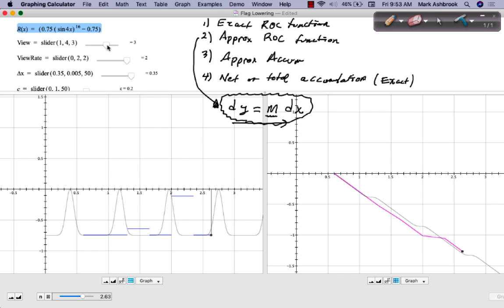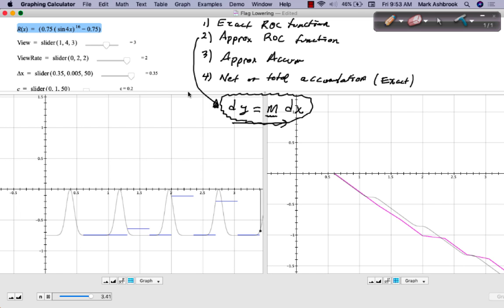So then the last kind of missing link here is, how do we get exact net accumulation out of approximate accumulation? So if this is approximate, then what's it going to look like to get something better or get the exact accumulation? So what's the mathematics behind going from the purple graph to kind of converging on the gray graph over there? What do we need to do? Right, so it's smaller intervals, right?